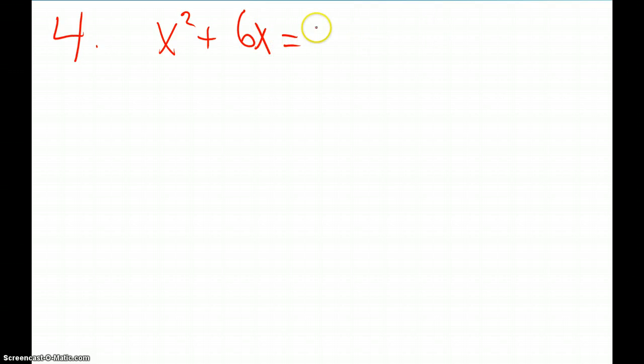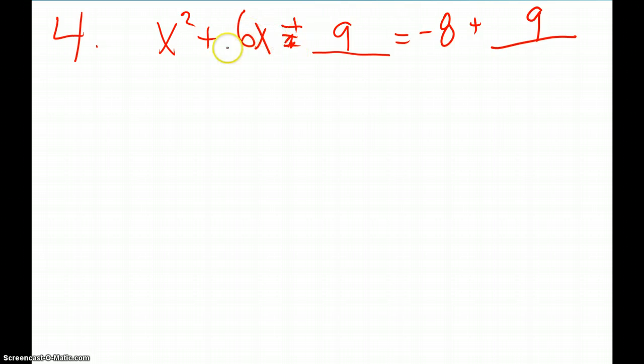So number 4, you've got x squared plus 6x plus something equals negative 8 plus something. They already have the negative 8 on the other side. So we chop this in half, we get 3. We square that, we get 9. Okay, so then we have to factor this. What multiplies to 9 and adds up to 6 is going to be 3 plus 3. Again, it's always just what you chopped in half.